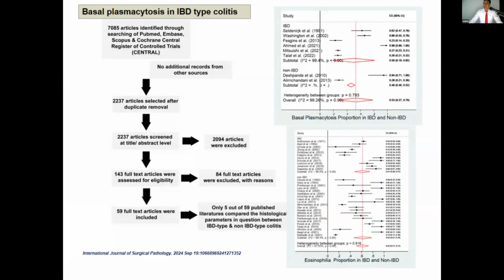We do not see many publications based on that. So we thought, let us do a systematic study to see how this basal plasmacytosis and eosinophilia helps us, based on the published literature, to differentiate between IBD and non-IBD type colitis. You can see that among the large number of articles screened, only 5 were found which focused on these typical features of basal plasmacytosis and eosinophilia. And based on the published literature, we did not find that it is a significant finding which can differentiate between the IBD and non-IBD type of colitis. But as a pathologist, we know that it actually helps.